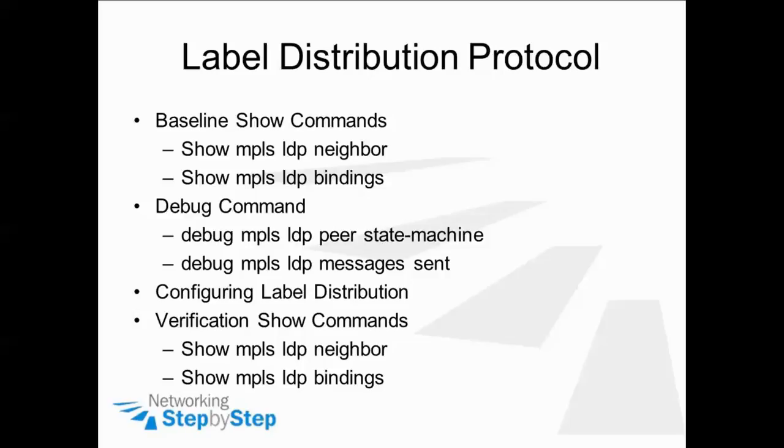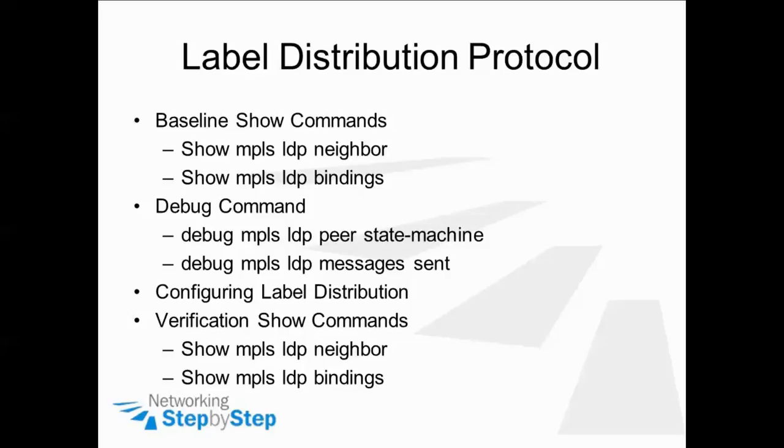Then we're going to enter two debug commands, debug MPLS LDP peer state machine and debug MPLS LDP messages sent to see the events unfold as we enable and configure a router for label distribution. Then we're going to finish up with the verification show commands of show MPLS LDP neighbor and show MPLS LDP bindings to compare them to the baseline show commands.